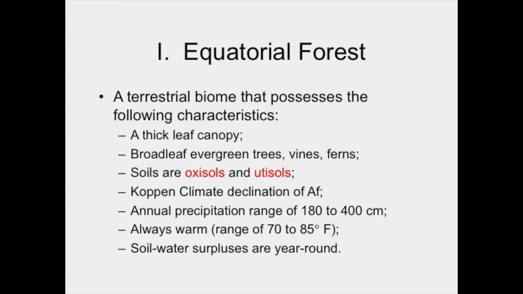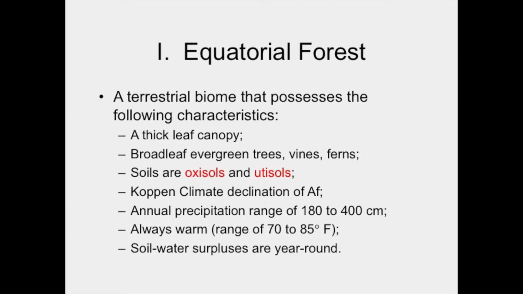Soils generally will be classified in terms of a typology as oxisols and ultisols. We'll take a closer look at what those are. And then in terms of our Köppen climate system, generally we will find an equatorial forest environment in areas designated with a capital A, small f, or a tropical wet climate type, part of the tropical humid family of climates.